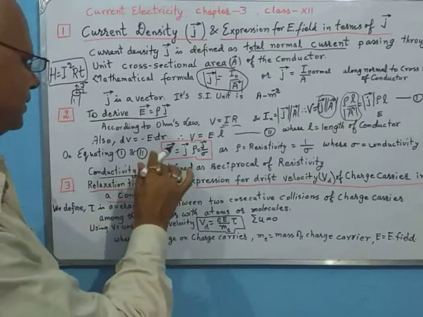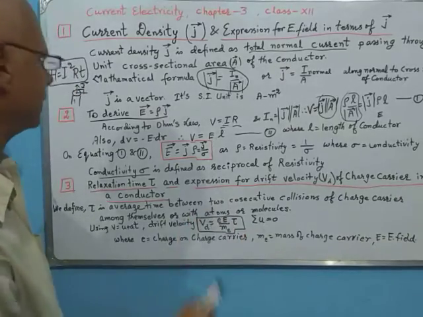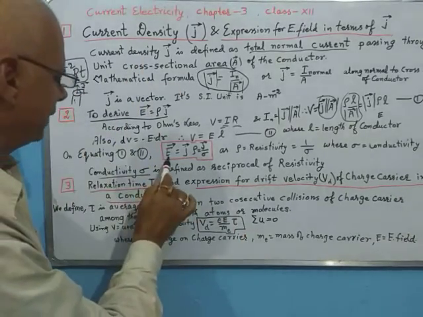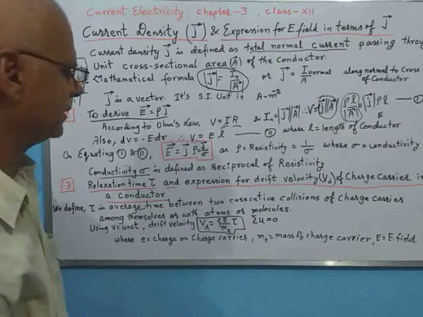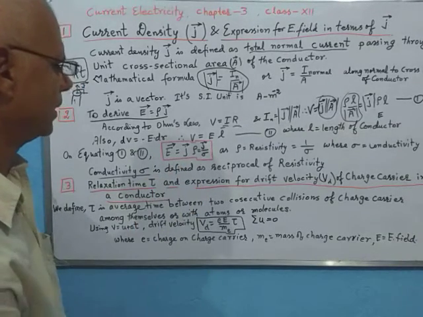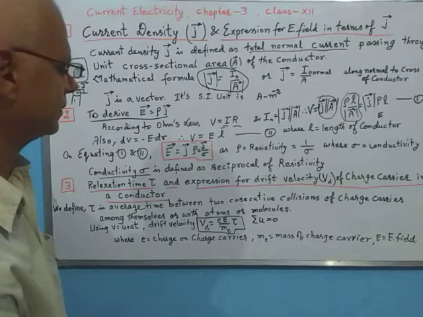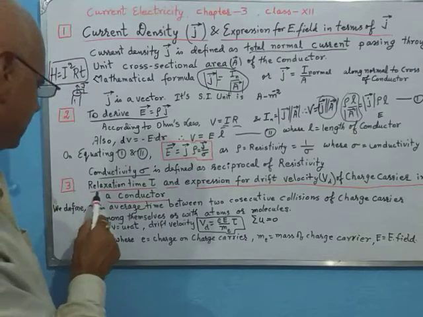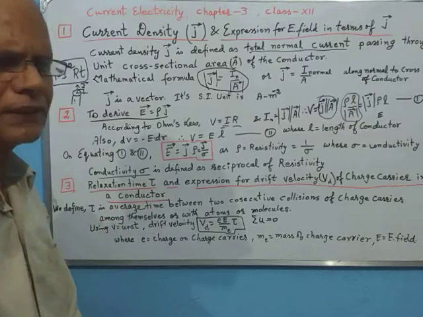So that's all for the expression for electric field in terms of current density. Here you see electric field is a vector and current density is a vector. So this is very much now expressing adequately the electric field. Relaxation time, we define what is relaxation time.